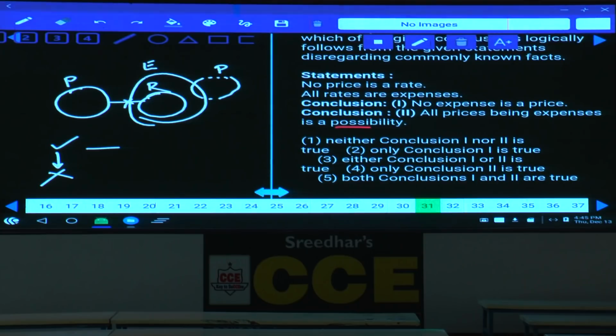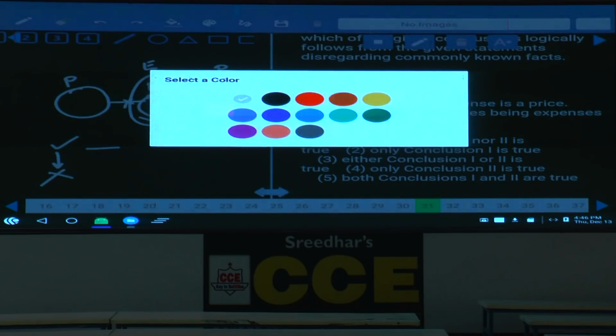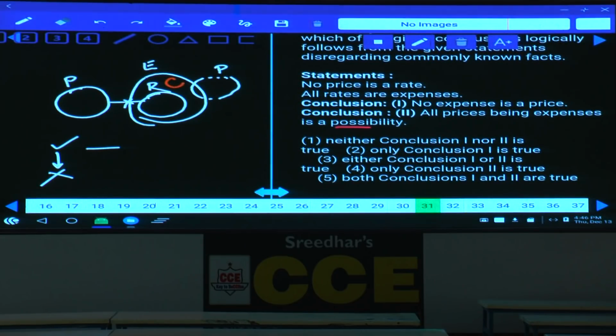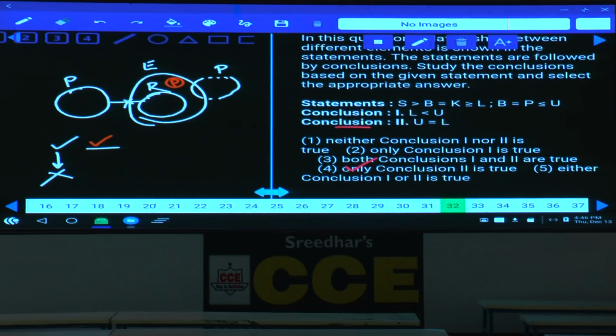Then coming to the second one, all prices are expenses is a possibility. Tell me whether I can draw my price like this or not. If I draw price here, price and rate are not intersecting, hence it is possible. Then what is your answer here? Only 2 follows. Only 2, choice 4. Question number 31, it is choice 4.